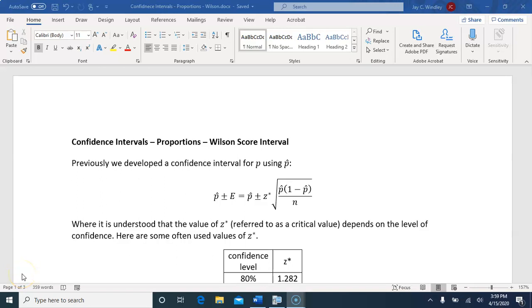So we're going to talk for a few minutes about a more complicated version of the confidence interval for a proportion that we developed in an earlier video. Previously, we developed this formula for calculating the confidence interval for a population P using p hat, and we learned about how to find values of z star and whatnot.